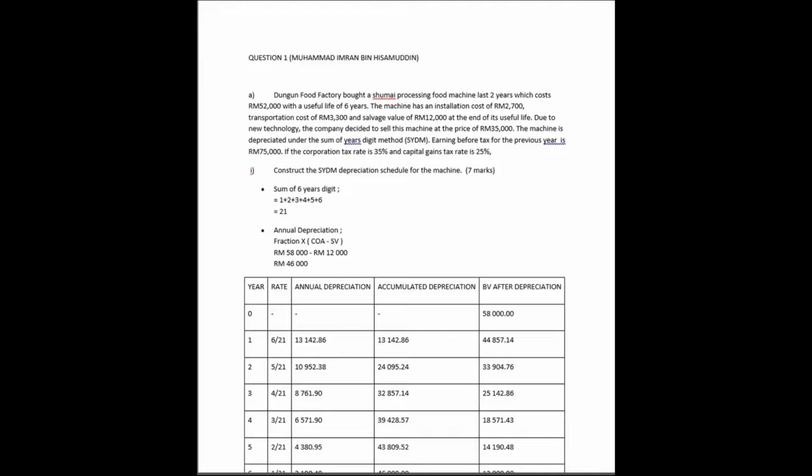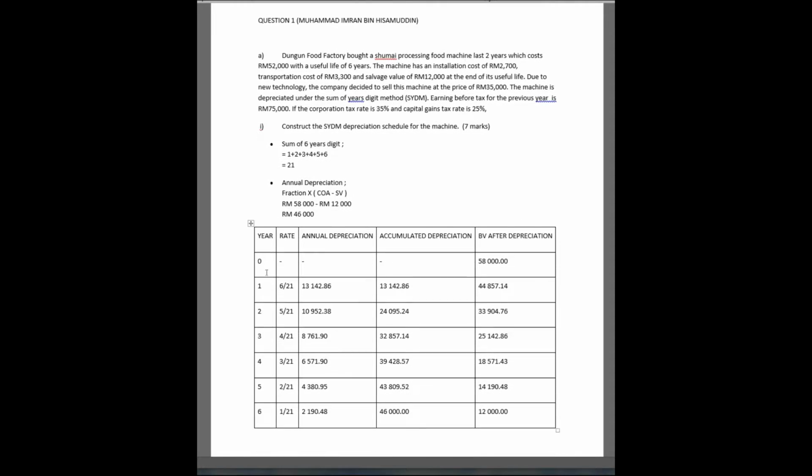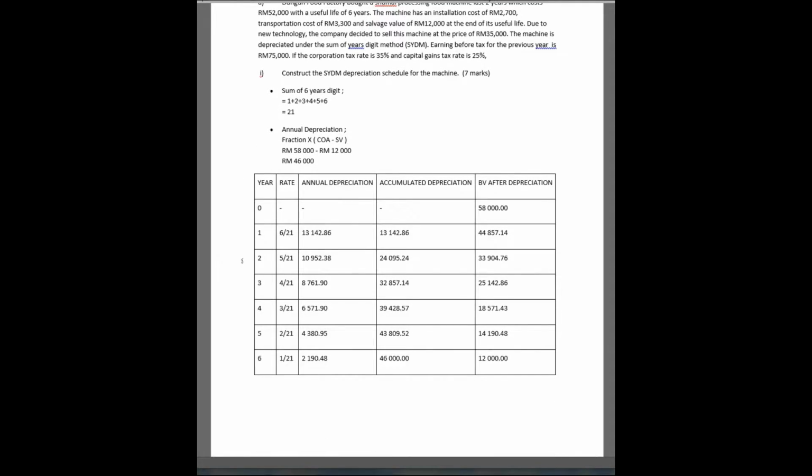Construct the SYD depreciation schedule for the machine. Sum of the years' digits, we calculate by 1 plus 2 plus 3 plus 4 plus 5 plus 6, equal to 21. And for annual depreciation, the fraction is multiplied by COA minus SV. We got here 58,000 ringgit minus RM 12,000 equals 46,000 ringgit.